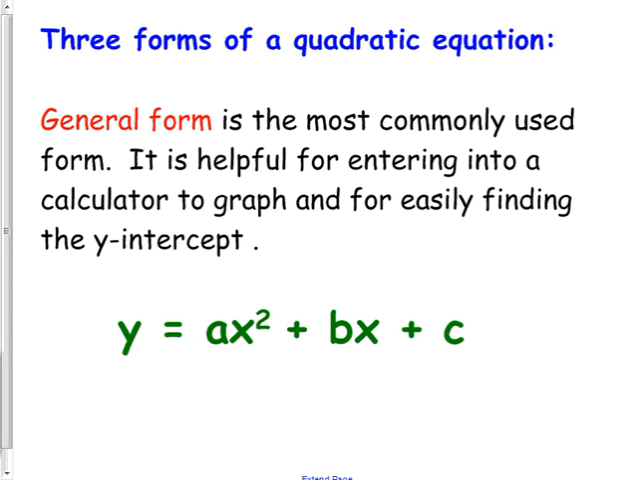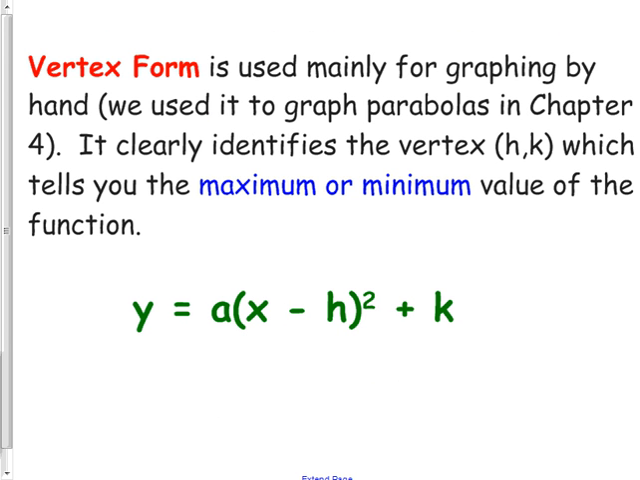Okay, so generally you have them in general form. And general form looks like this. A typical problem would look like this. 2x squared plus 3x plus 5. That's in general form. That's what you usually see. But sometimes they look like this. And I'll show you an example of what that would look like. y equals, let's say, 2(x minus 3) squared plus 5.